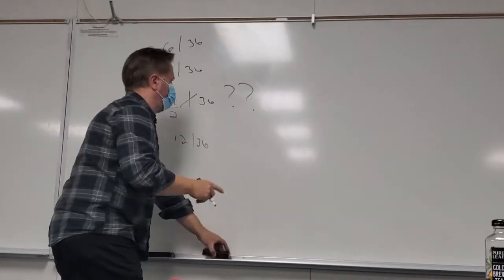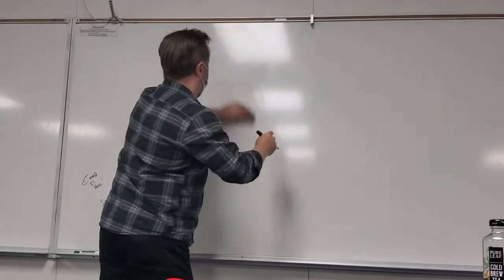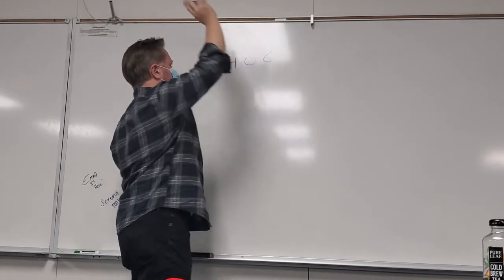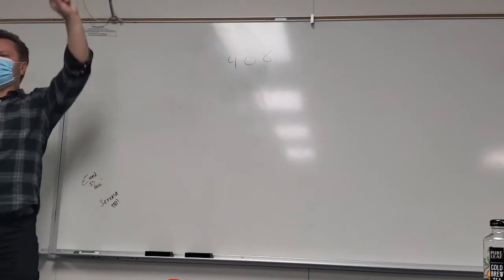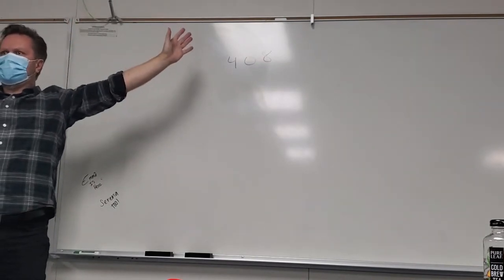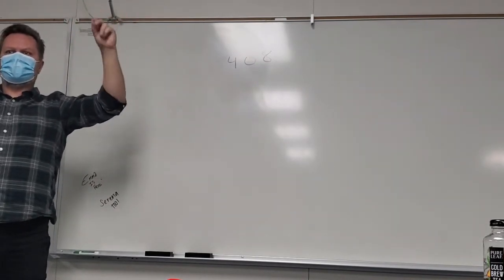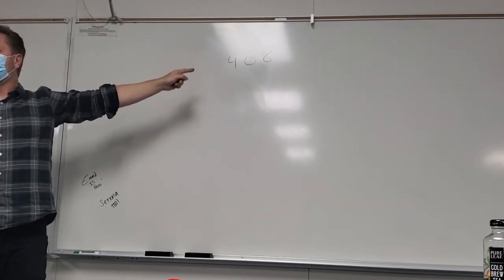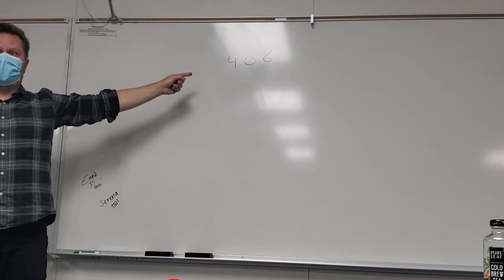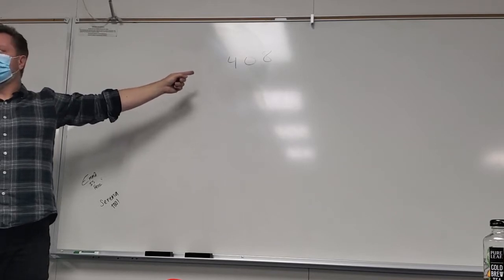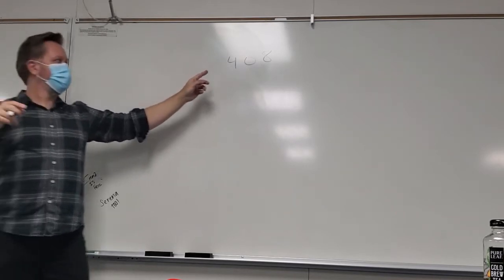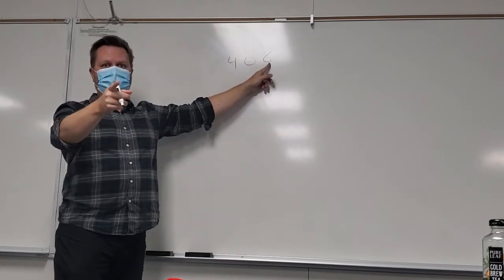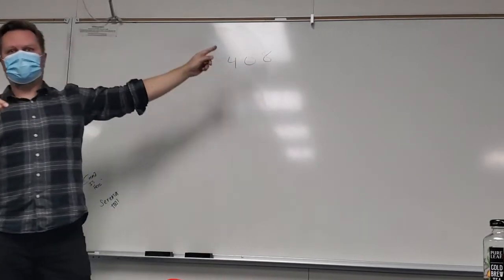So here's the real thing. I want you guys to really understand this. Is this number even? Yes. So it's divisible by 2. Is that number divisible by 3? How do you check? Add the digits. What is the sum of the digits? 12. Is that divisible by 3? Yes. So is this number divisible by 3? Yes.